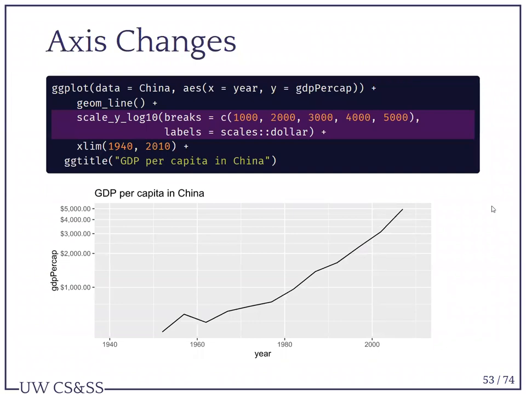So here's something that you could do. You could say, I want a ggplot using the China data where the aesthetics are year and the GDP per capita. And I want a line graph of this information. And then scale the y-axis, that is the GDP per capita. I want the breaks to be 1,000, 2,000, 3,000, 4,000, and 5,000. And then you can say the labels I want from the scales package to use the dollar function, and it will make them look nice and have the dollar sign out front and a comma. And then you can say, I want the X axis to be between 1940 and 2010. Even though we don't have any data before 1950, I believe, or after 2005, we can set our graph to include this information, even though our data itself does not.